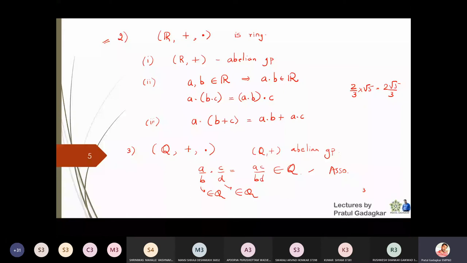And what about the distributivity? Does the distributivity hold? If I take A by B into (C by D plus R by S), it is the same as AC upon BD plus AR upon BS. So distributivity also holds. So this means that (Q, plus, dot) will become a ring. So we have got the third ring. All the well-known sets that we know are becoming rings.